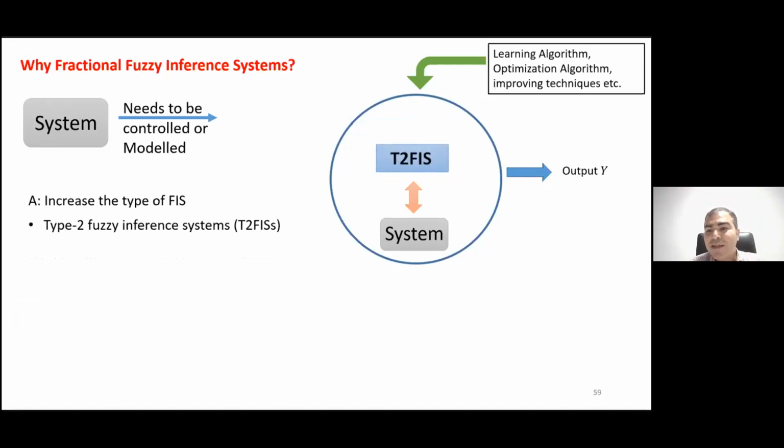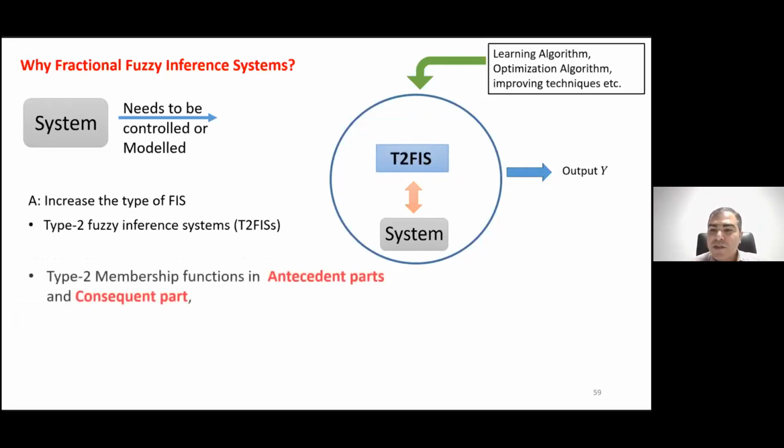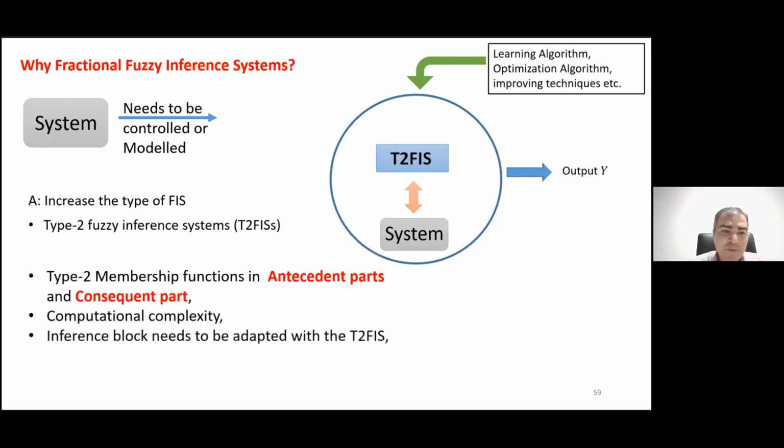Actually, this is the alternative that happens now in the literature, increasing the type 1 fuzzy inference system to type 2 fuzzy inference system. However, increasing the type of fuzzy inference systems comes with some challenges. We need to make some changes in the antecedent and consequent parts by employing type 2 membership functions. Such an FIS comes with computational complexity.